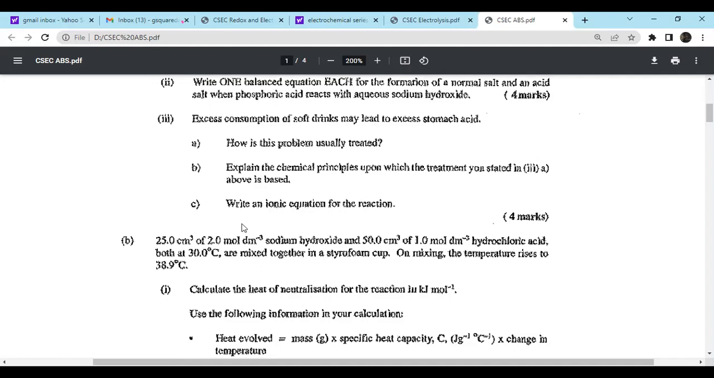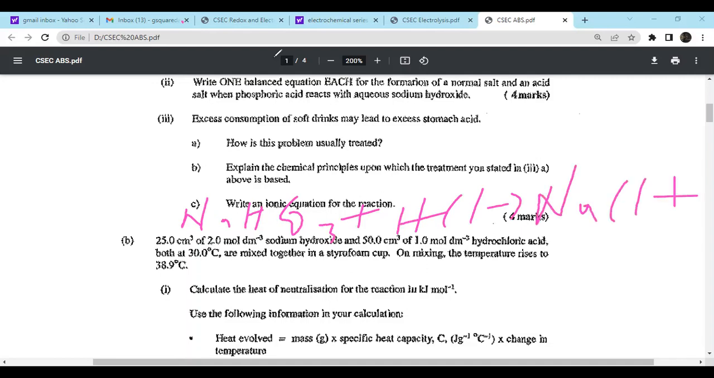Write an ionic equation for the reaction. So this basically is sodium hydrogen carbonate plus HCl, because HCl is stomach acid. If you do bio, you know that, to produce sodium chloride plus CO2 plus H2O. And you balance the equation, you insert your state symbols. So that's the equation they're looking for.